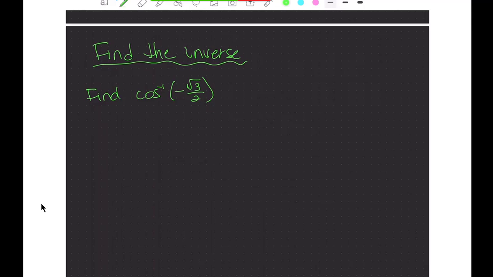So what are we trying to find? We're trying to find theta equals cosine inverse of negative square root of 3 over 2, right? How am I going to get rid of the inverse? Multiply both sides by cosine.